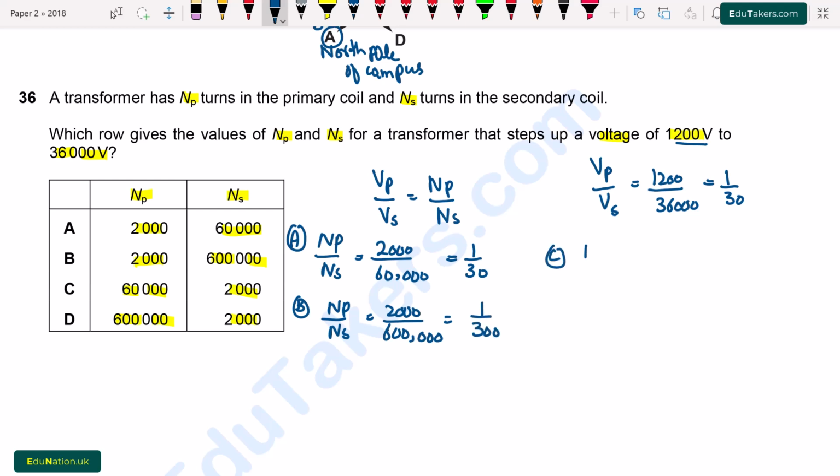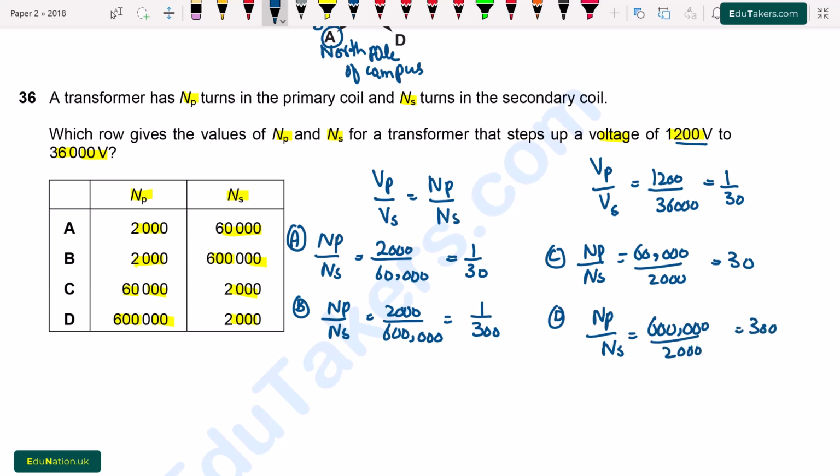For option C, Np over Ns will be equal to 60,000 divided by 2000, which is equal to 30. And for option D, Np over Ns will be equal to 600,000 divided by 2000, which is equal to 300. Now we see here that the ratio of the voltage is 1 over 30, and for option A, the ratio of the number of turns is also equal to 1 over 30. It means that option A is correct from here.